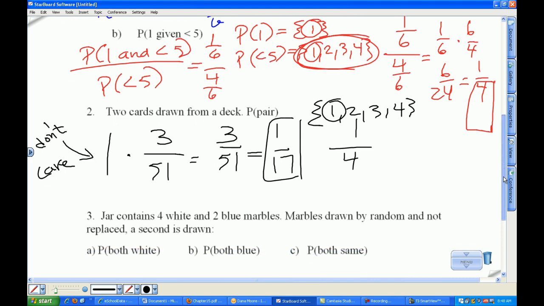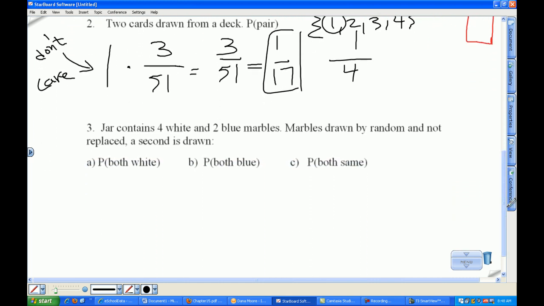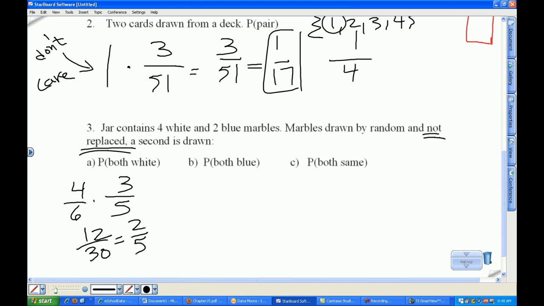Alright, coming down here. A jar contains 4 white and 2 blue marbles. Marbles are drawn at random and not replaced. Note that, not replaced. A second marble is drawn, so both white. There are 4 white out of 6 marbles. You take one of the white marbles, you throw it away. There are 3 white marbles left and only 5 marbles remain. We multiply them together and get 12 out of 30. And that's 2 fifths.